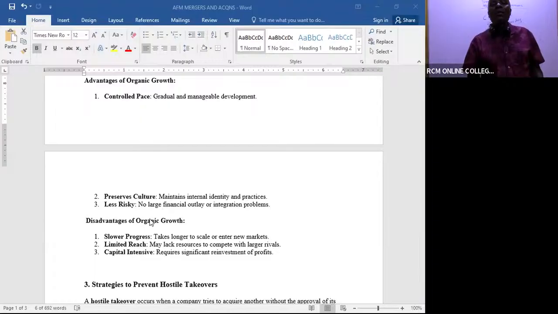Less risky because, if it is a natural expansion, organic means natural, then I may not need to borrow to finance organic growth. So the risk will be really low.